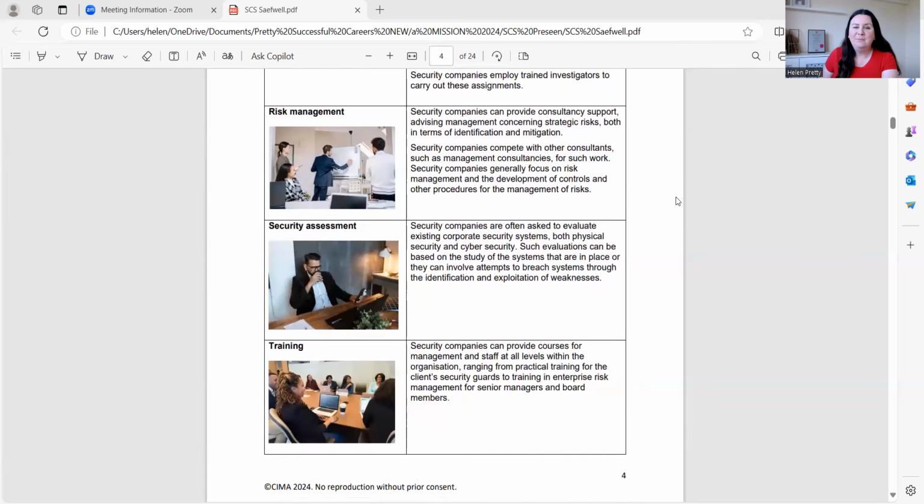Security Service 7, training. Security companies can provide courses for management and staff at all levels within the organisation, ranging from practical training for the client security guards to training in enterprise risk management for senior management and board members.